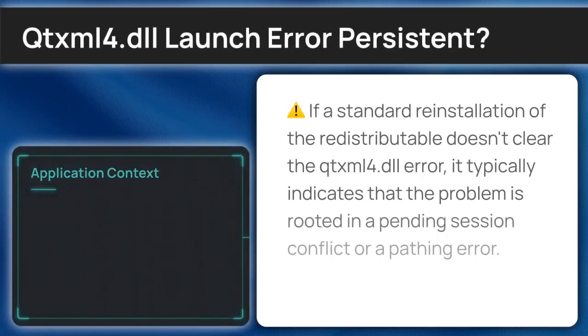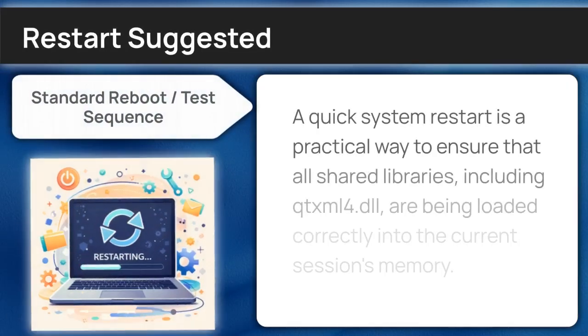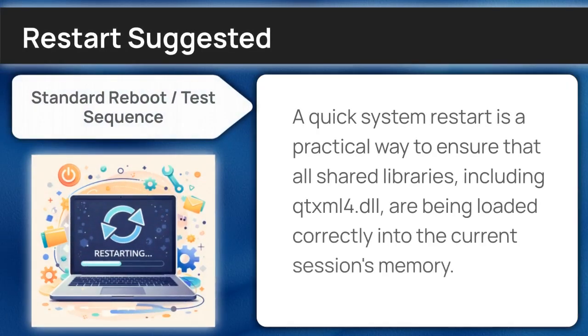If you're still seeing the missing file notification, we should attempt to force a synchronization between the software and the OS. A quick reboot can determine if the error is transient. While it won't fix a deleted file, it can re-establish the connection between your software and the qtxml4 file if the path was temporarily busy.